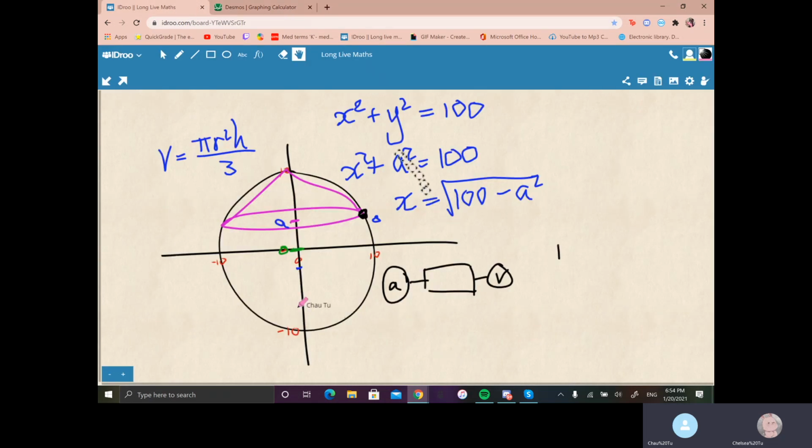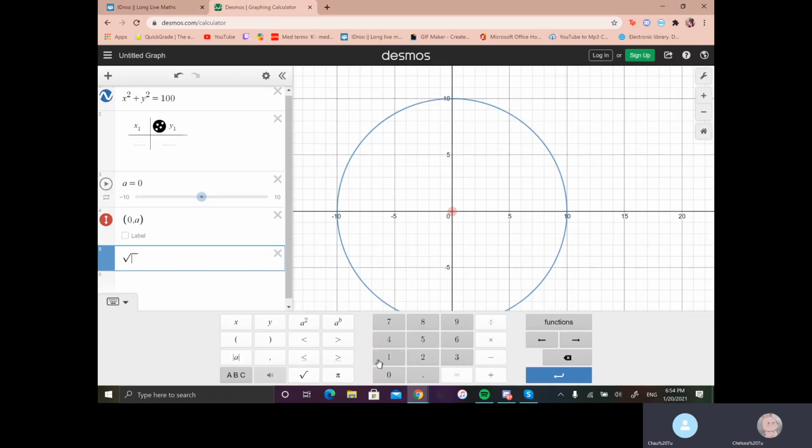So do I use the square root of 100 minus A squared? Yeah, that would give you the x coordinate. Then what's the y coordinate?